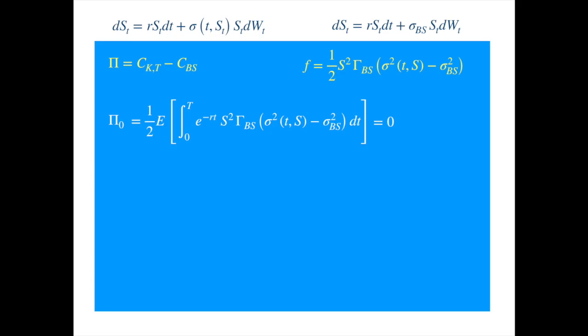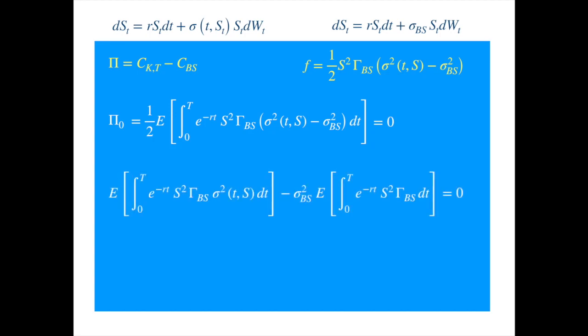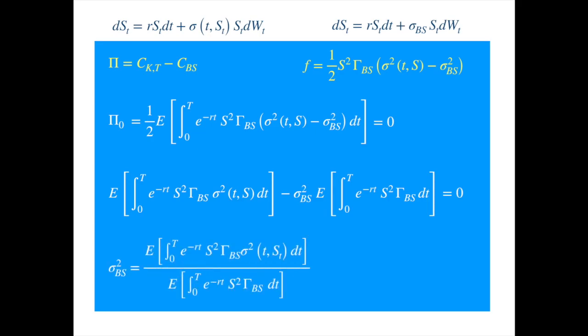We can get rid of 1 divided by 2 and note that the expected value of the sum is equal to the sum of the expected values. So we get, because sigma BS is constant, we can take it out of the expectation. And isolating sigma BS on one side, we see that the Black Scholes implied variance is like the weighted average of the local variance over the life of the option, which is more visible if we abbreviate the weight terms.